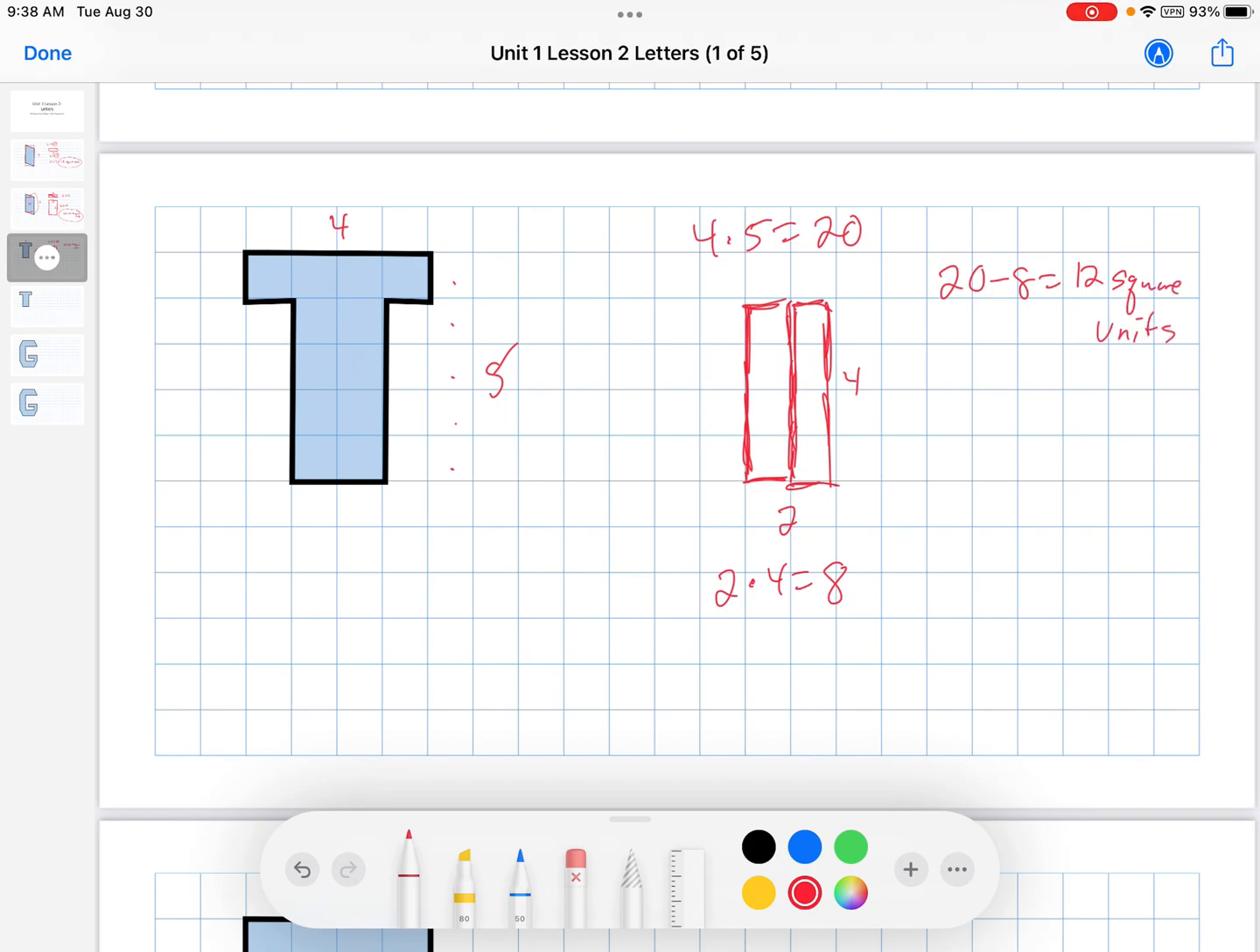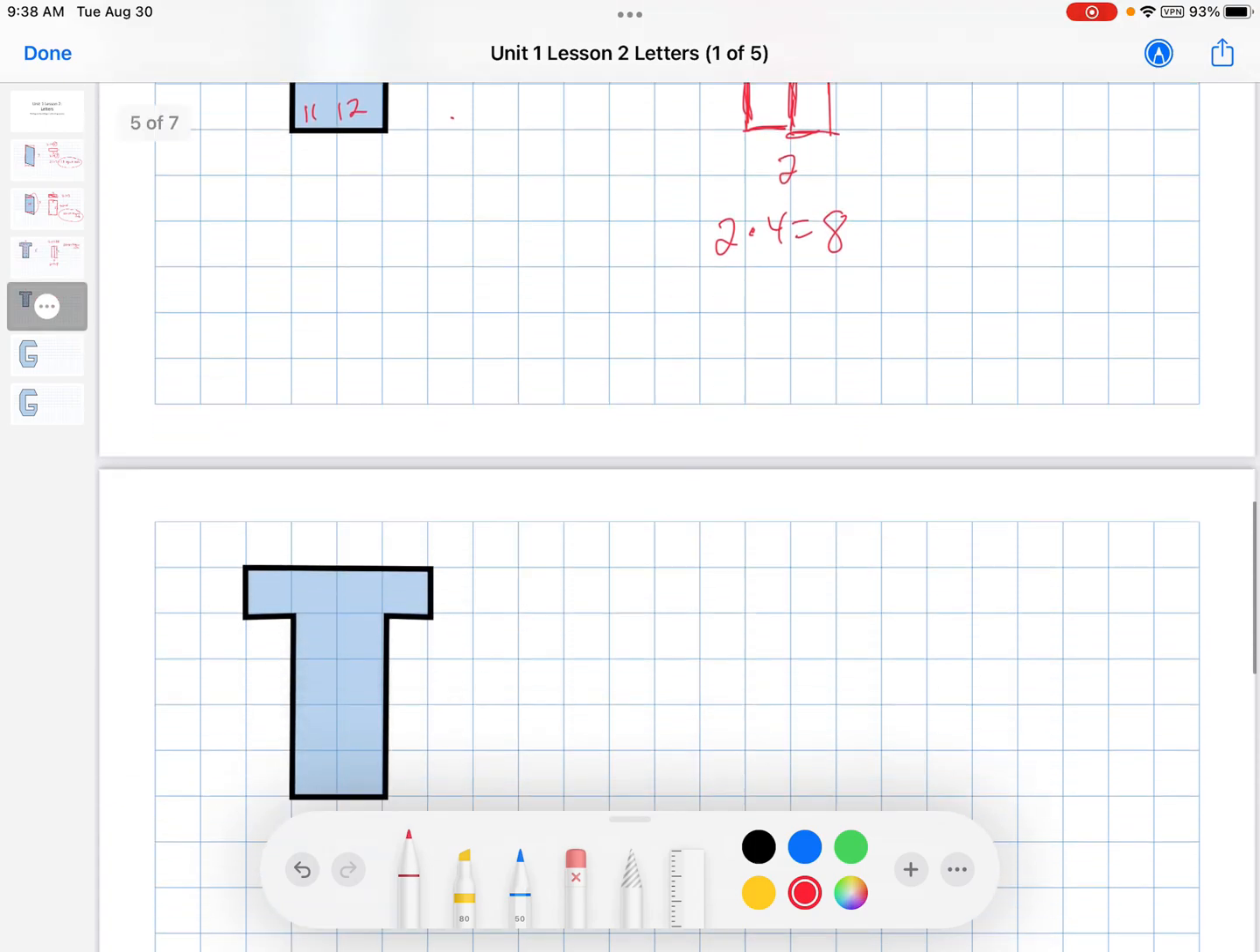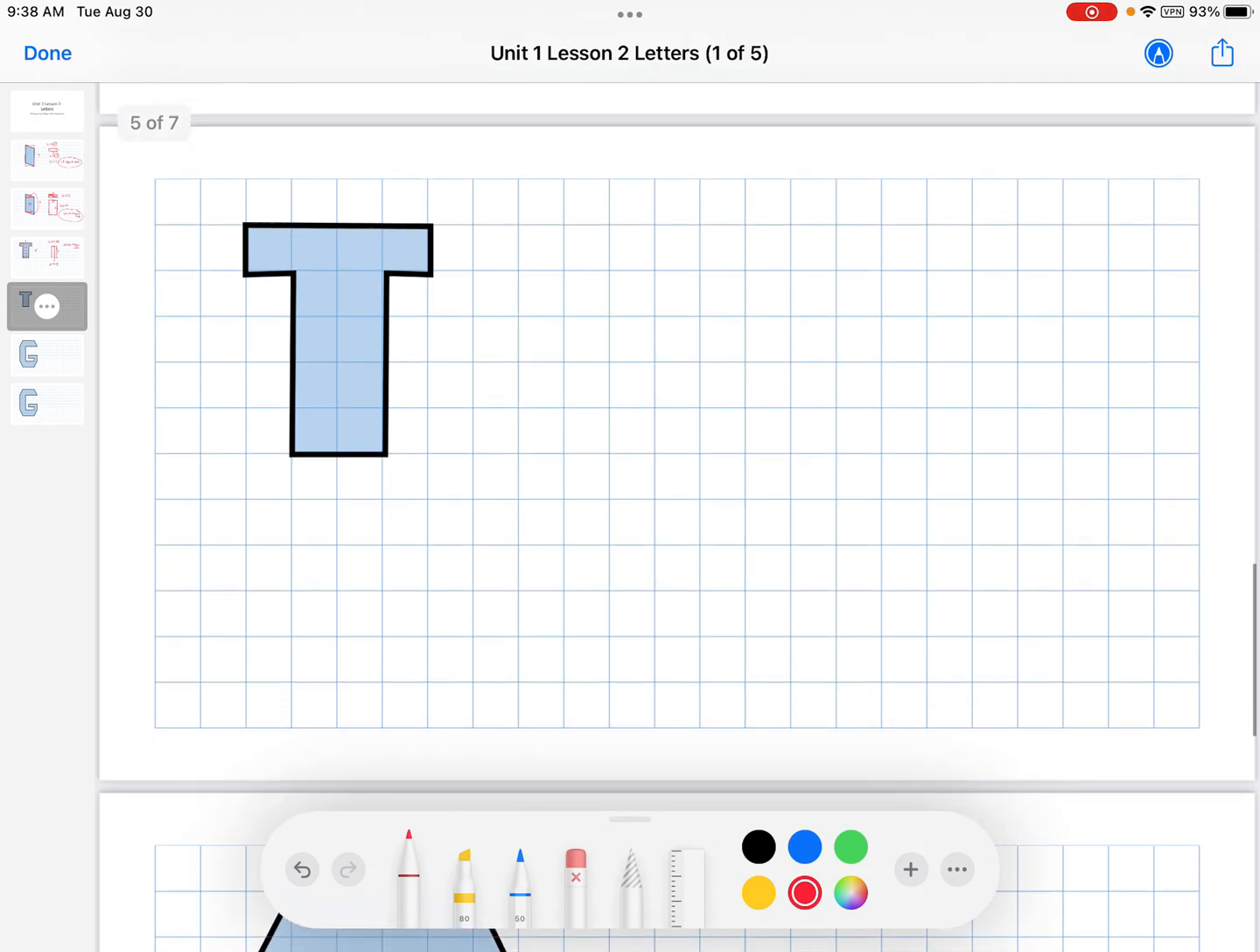Let's see if that's right. Well, 1, 2, 3, 4, 5, 6, 7, 8, 9, 10, 11, 12. It is right. There are 12 squares inside that T shape, and we found it by putting pieces on the outside and then subtracting them to get back to the original. Let's try it a different way.